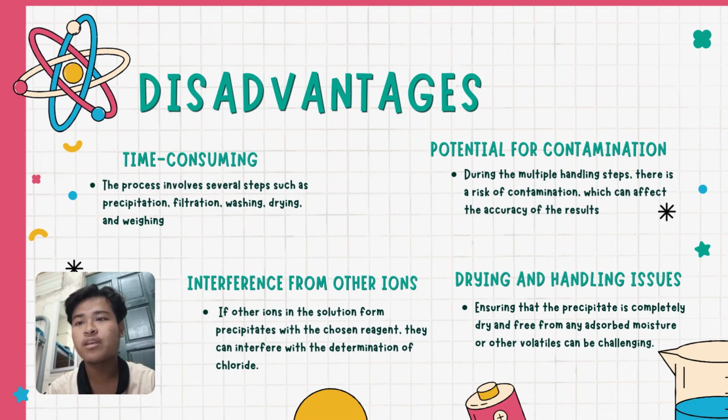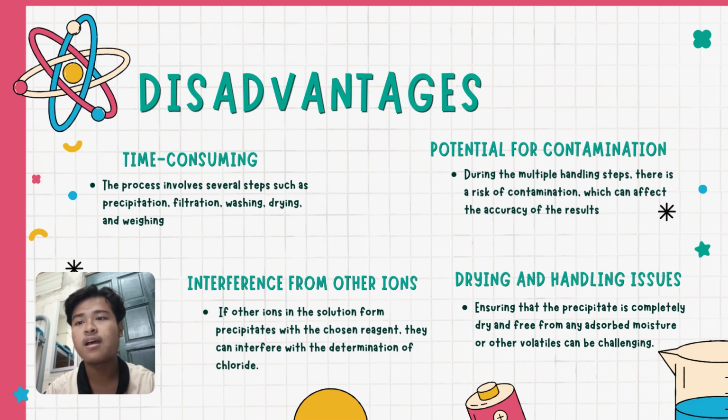The second one is potential for contamination. During the multiple handling steps, there is a risk of contamination, which can affect the accuracy of the result. Proper technique and clean environments are essential to minimize the risk. The third one is interference from other ions. If other ions in the solution form a precipitate with the chosen reagent, they can interfere with the determination of chloride. This requires careful selection of reagent and conditions.